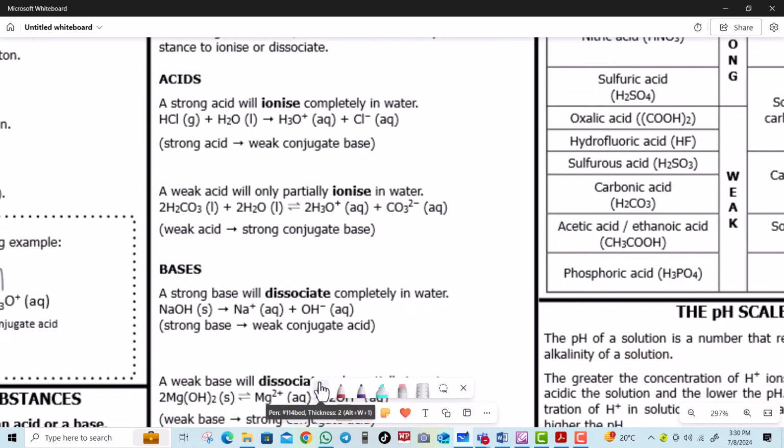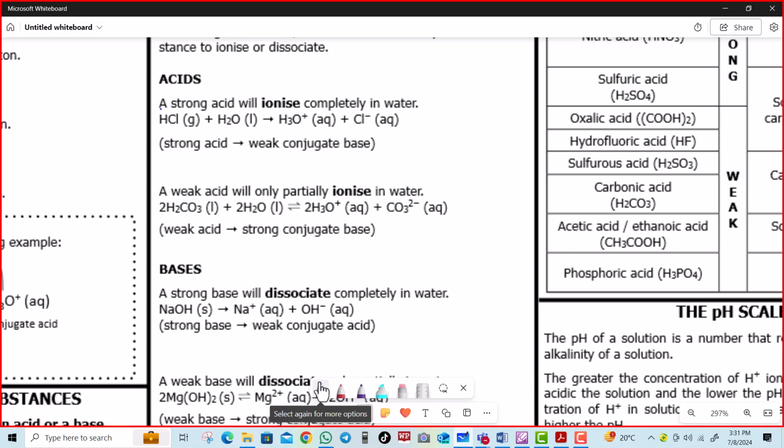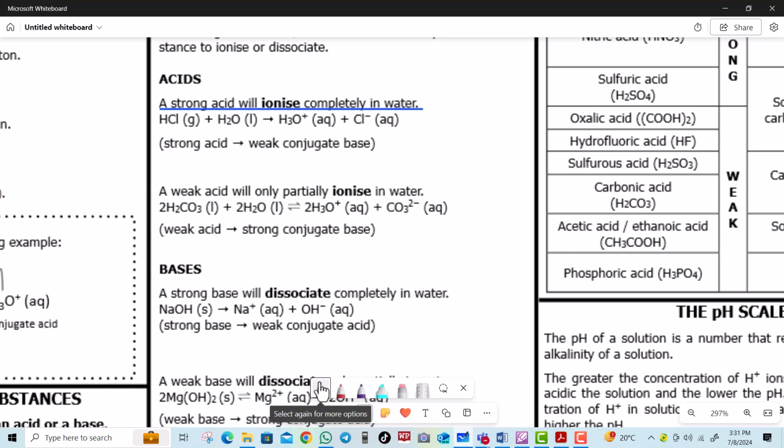Now, an acid is said to be a strong acid if it will ionize completely in water. So the question will say, define a strong acid. Define what? A strong acid. So we say a strong acid is an acid that what? Ionizes completely in water. Are we together? For example, HCl plus water to give us hydronium ion plus chloride ion.